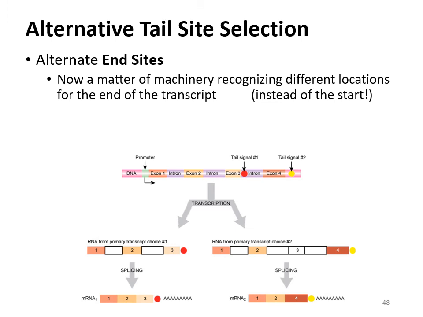So you have one gene, but multiple different RNAs possible from it, which means different proteins. Alternative tail site now is, like it suggests, within a single gene, there might be more than one tail signal or end site. So you can end up with different RNA depending on which tail site is selected by the spliceosome when it's cutting.